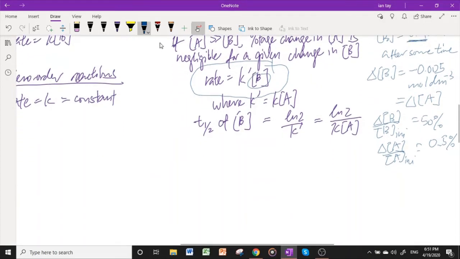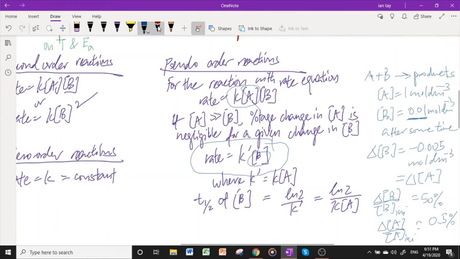Okay, and another case where we see a pseudo order reaction is if rate equals k times [A] times [B], but A is a catalyst. So the catalyst will be consumed and also regenerated such that it is not consumed overall in the reaction, and the concentration of the catalyst A remains approximately, in fact it does remain constant throughout the course of the reaction. So we can similarly group that concentration of A with the rate constant k to form a new rate constant k prime.